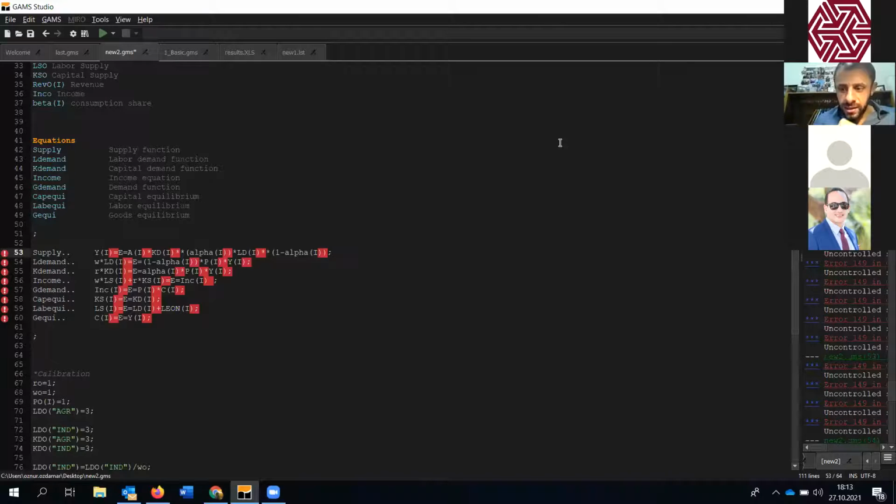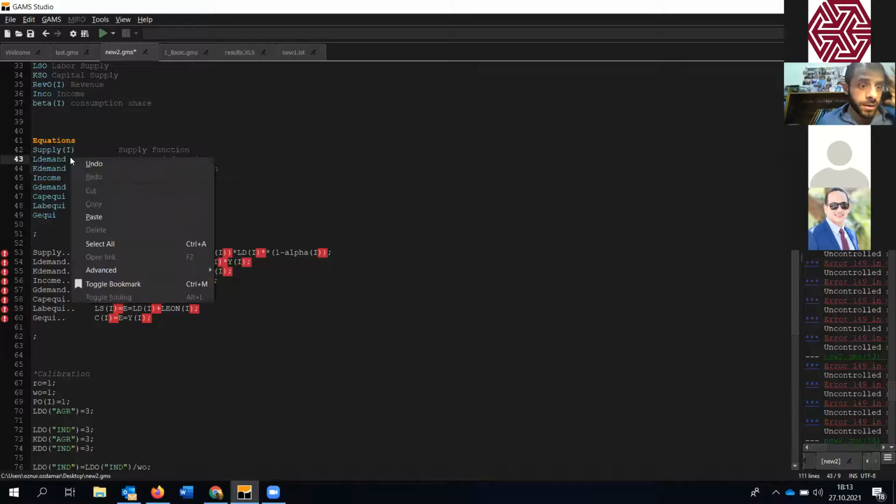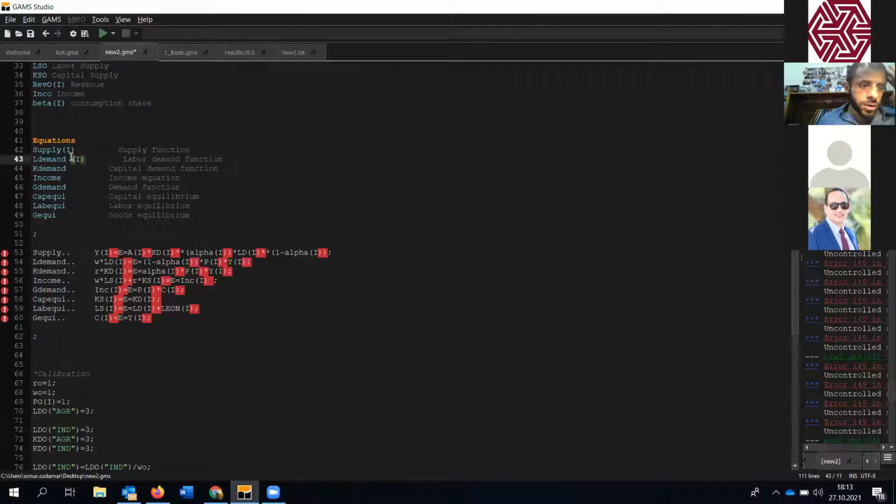So Rania, as Rania said in the chat box, you forgot to add to the equations the index that we need, because we said that the supply equation, labor demand, capital demand, goods demand, and goods equilibrium have to be indexed over I. So that's why after the word supply exactly, we need a bracket without a space. Exactly. The same thing for labor demand, the same thing for capital demand, the same thing for goods demand and goods equilibrium.